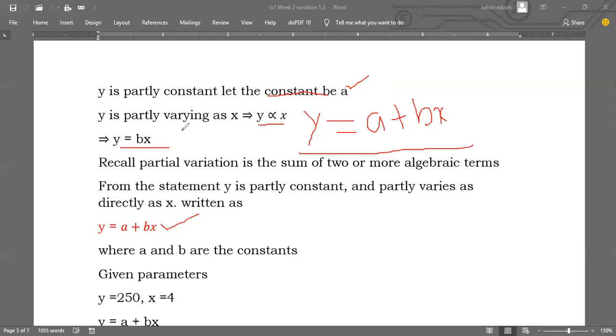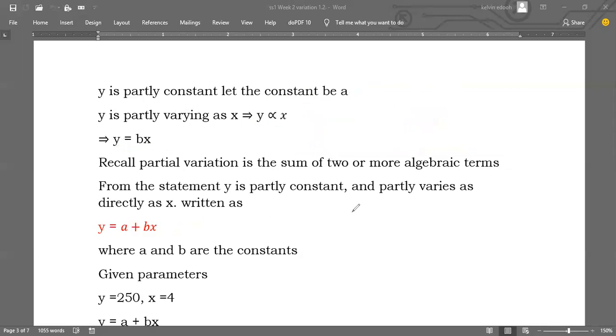This is the second statement. What did you just add? Say y will be equal to a plus bx. Finish. This is the relationship they are going to use now. So the next one we're going to do is to find the constants.